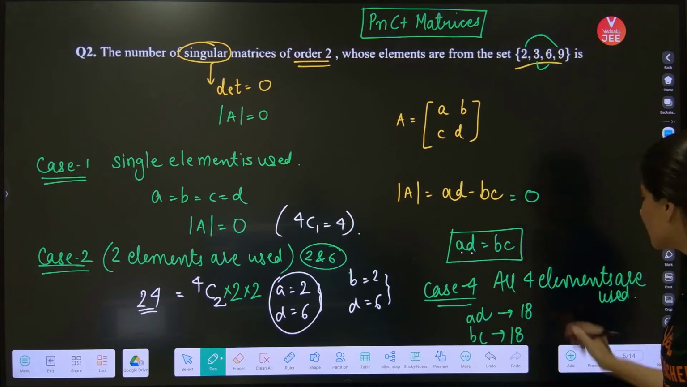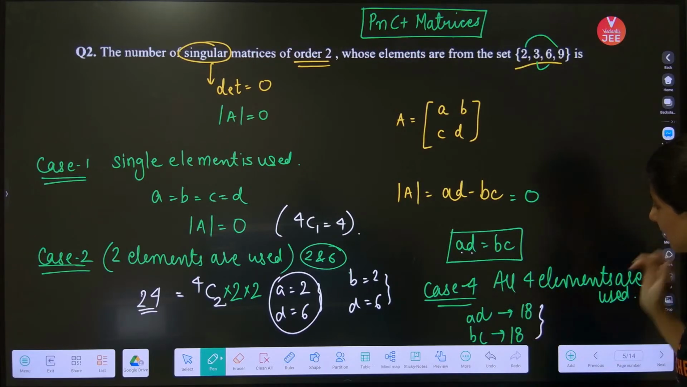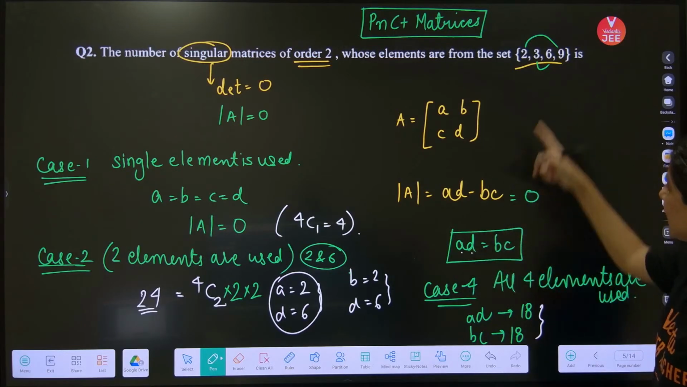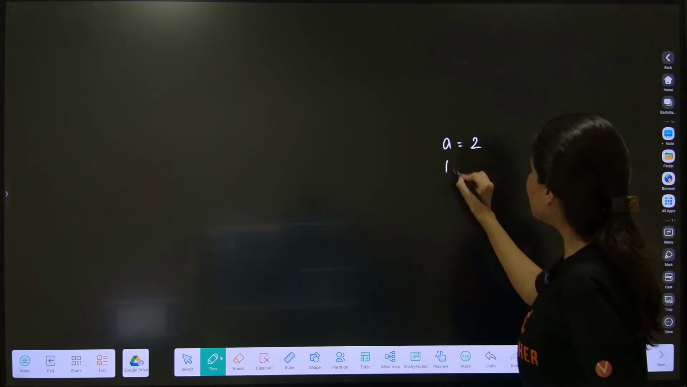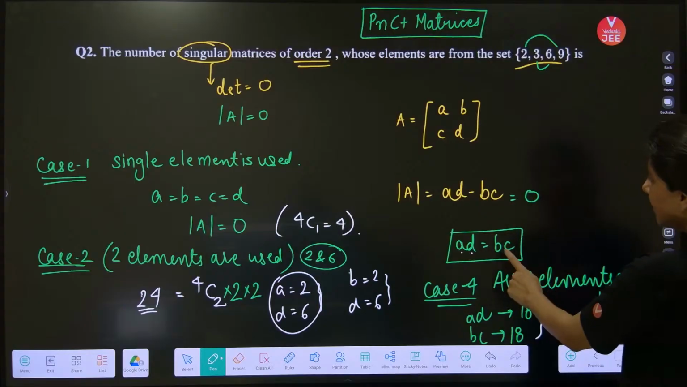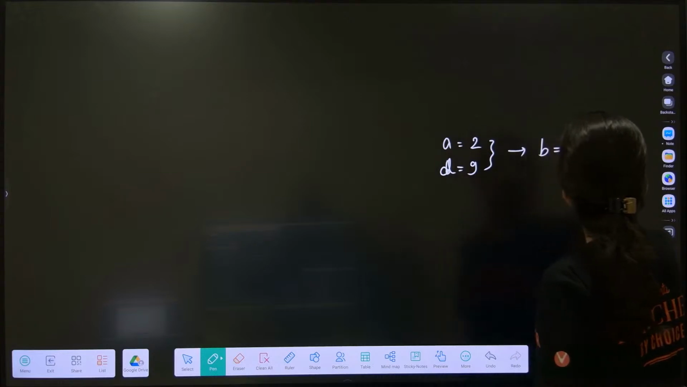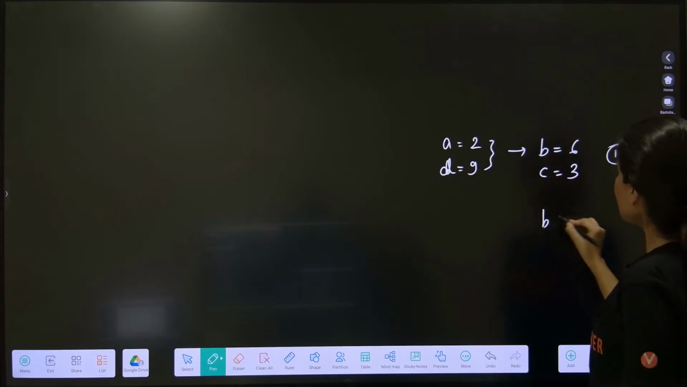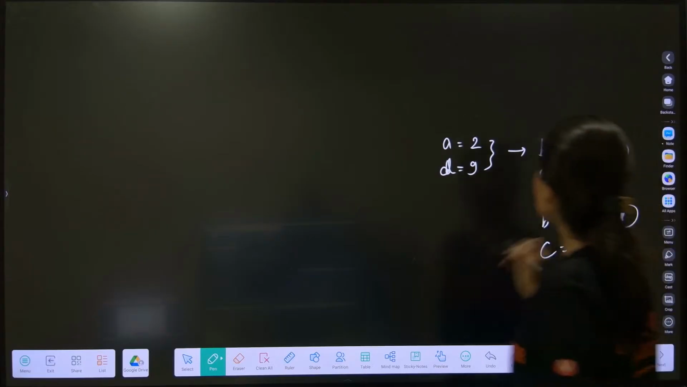Okay, all right. So basically this is going to be 24 plus 4. Yes. So suppose here I give A is equal to 2. See, understand, suppose A is 2, then D is equal to 9. Yes, so in that case B is equal to 6 and C is equal to 3. Case number 1. Now B is equal to 3 and C is equal to 6 also can happen. Case number 2. One more case, such a way.